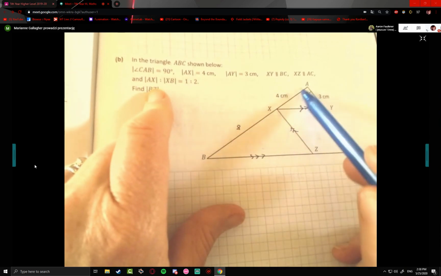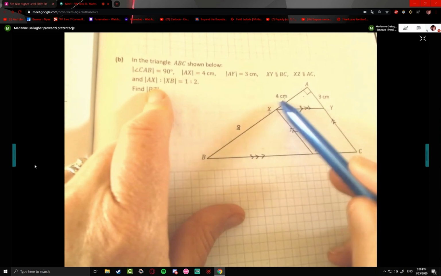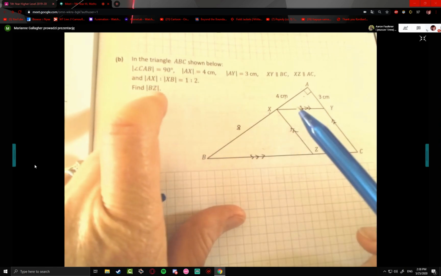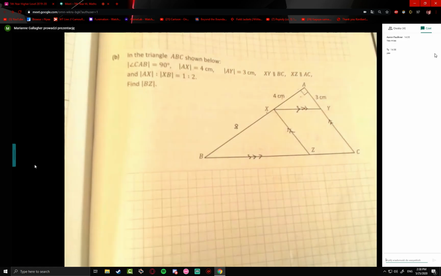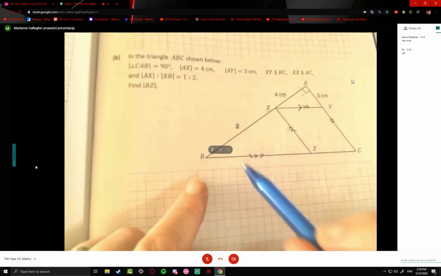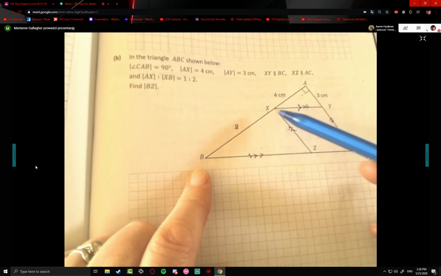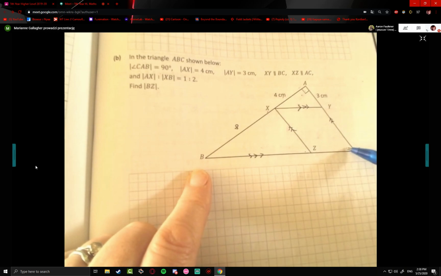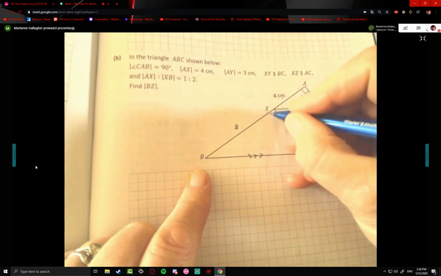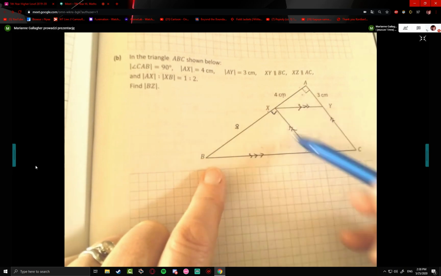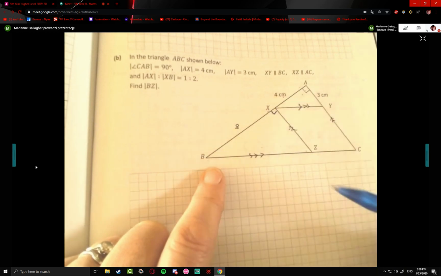AX to XB is in the ratio of 1 to 2. So if this is 4, that means that's 8, okay? That makes sense? And they want you to find the length of BZ. When you see parallel lines, you want to be looking for alternate and corresponding angles. So if this is 90, then this one is going to be 90. I've marked that in as well, because this is the same line, and this is parallel to this, so this angle has to be the same as this. That makes sense?